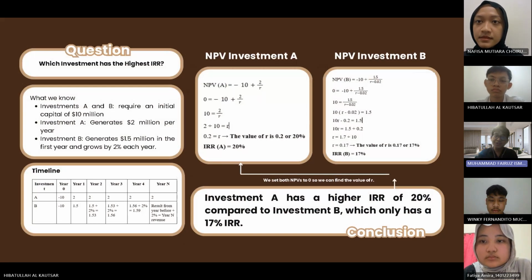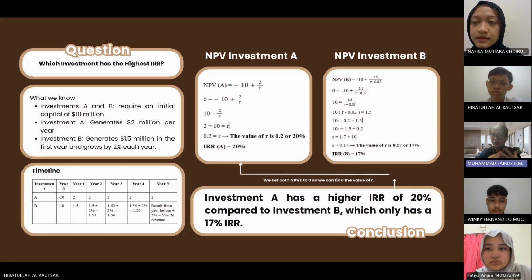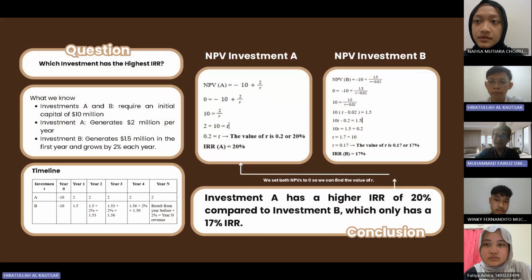So the conclusion here is that although investment B offers a growing return over time, investment A still outperforms in terms of IRR. Therefore, investment A is a better choice when evaluating based on IRR, with a return of 20% compared to investment B's 17%. Next.